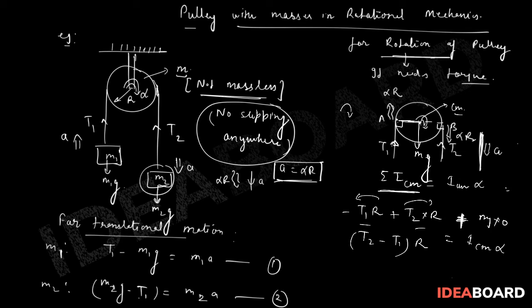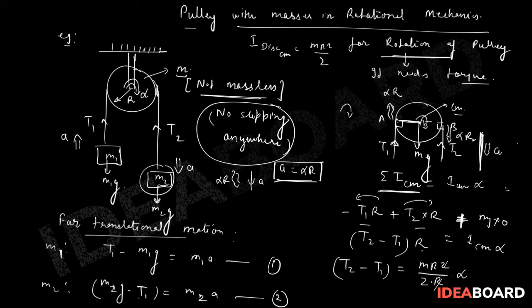Now we know that this is a disk. So I of a disk about its center of mass will always be mR square by 2. So now we have to utilize this relation. T2 minus T1 will be equal to mR square by 2, this R will be here, and this is alpha. So this R is cancelled out, right?